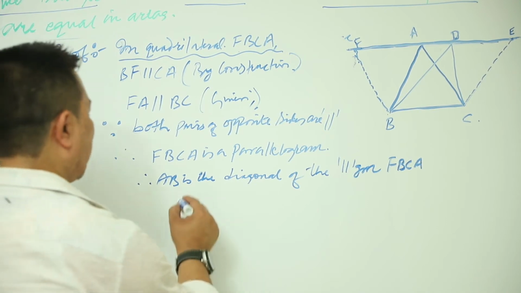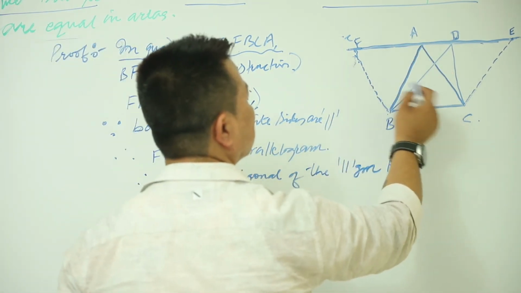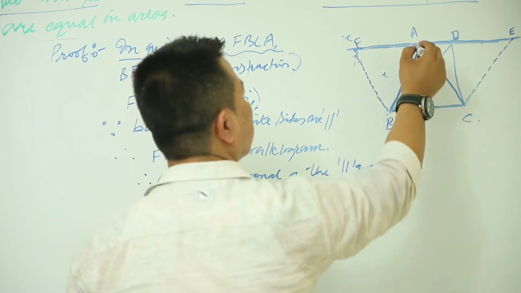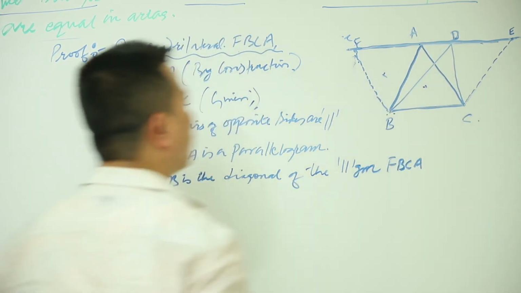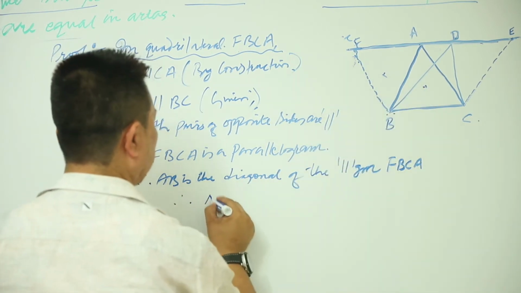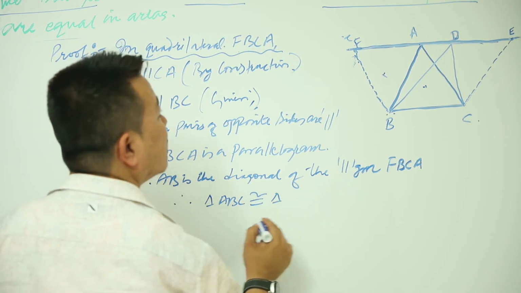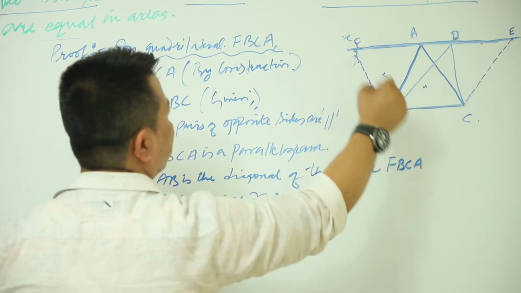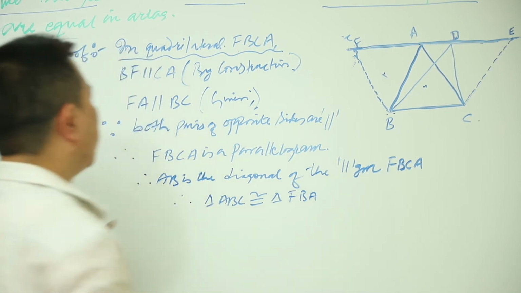So therefore, AB is dividing this into two triangles. What is the name of this triangle? Triangle FBA. And this triangle? Triangle ABC. So they are congruent. These two triangles are congruent: triangle ABC is congruent to triangle FBA.